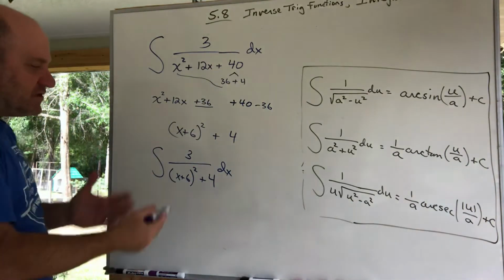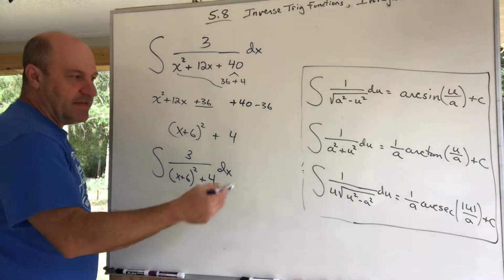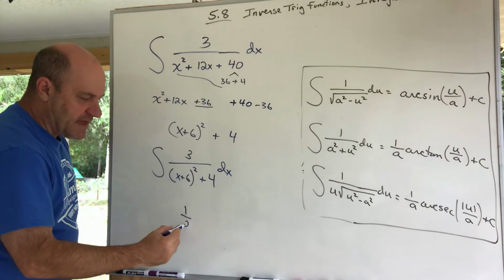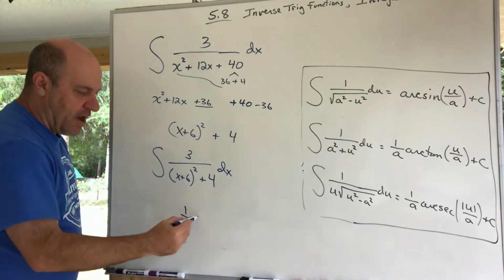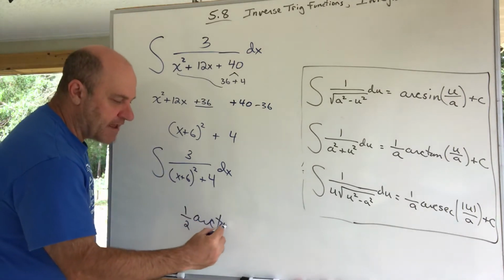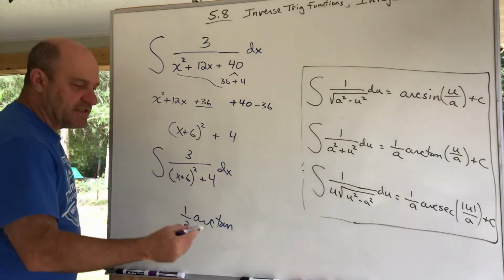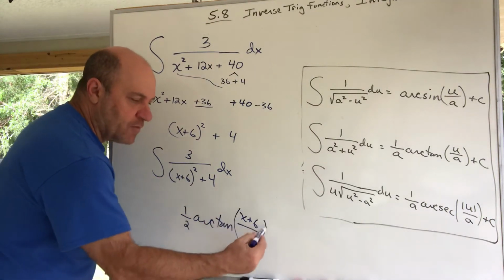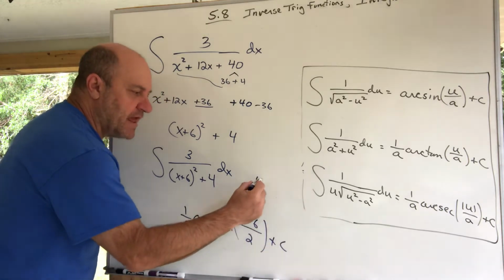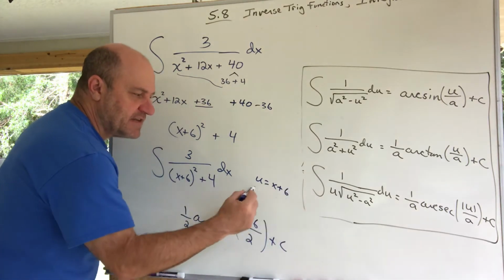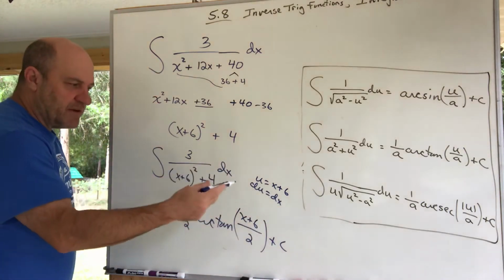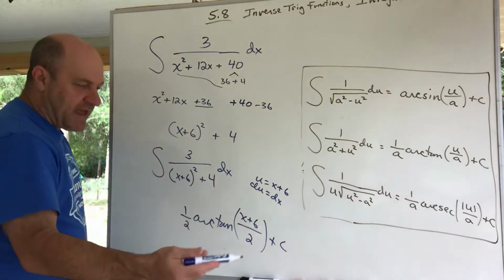All right, cool. So to finish this, I think the answer is 1 over a. The a is a 2, of course. Arctangent u over a. I think the u is x plus 6. I don't think there's anything interesting happening with the du. If you let u equal x plus 6, the du is just dx. So that's nice. Nobody's spitting out a 1/2 or a 1/8 or a 1.